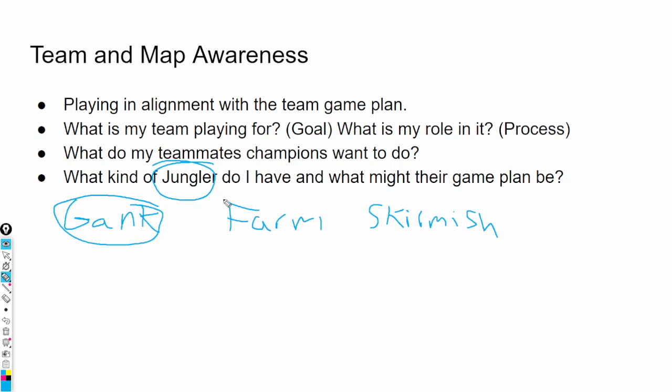But you also have to remember that their game plan might be to gank a different lane. They look at the lane setups everywhere, and even if you're getting pushed in all the time, it just might not be gankable because maybe your champions in that lane aren't in alignment with their champion. So it would be difficult to execute.